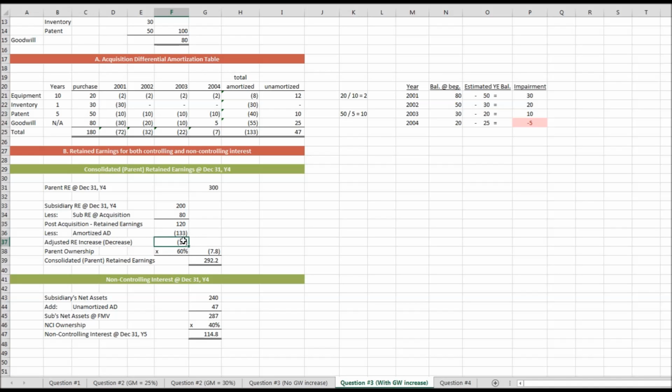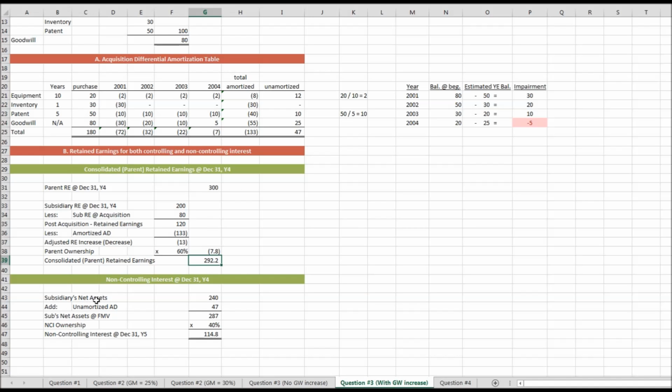So we now have a negative retained earnings of $13, and we've got to figure out the parent's portion of ownership, which is 60%. Multiply by that 60% and it gives us negative $7.8, and we simply add that negative 7.8 to the 300 at year end of the non-consolidated parent's retained earnings. And then we get our consolidated retained earnings, which is $292.2. There it is. All right, so now we're going to discuss our non-controlling interest at December 31st, 2004.